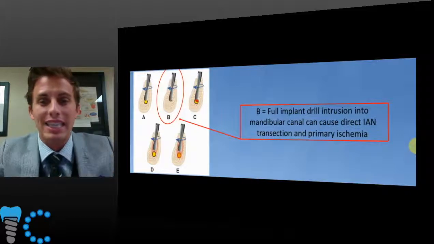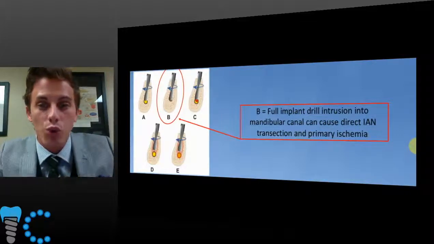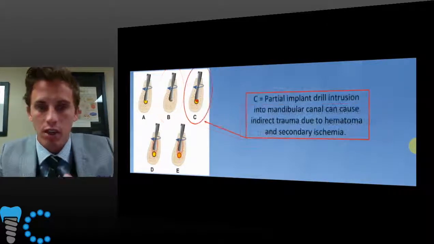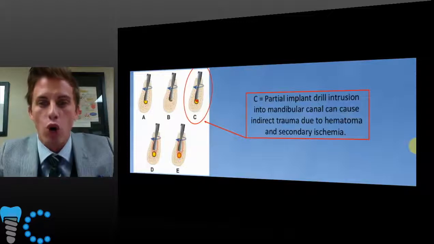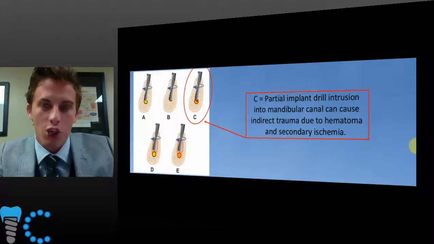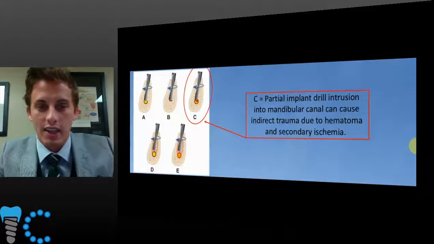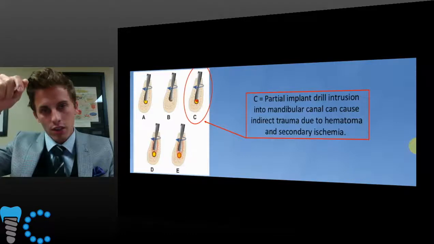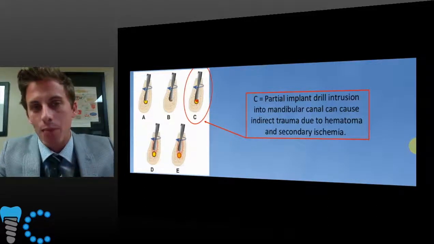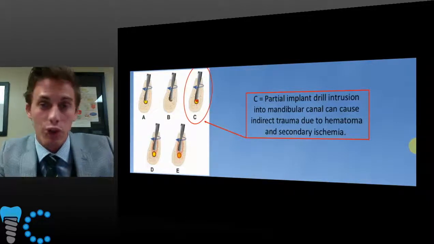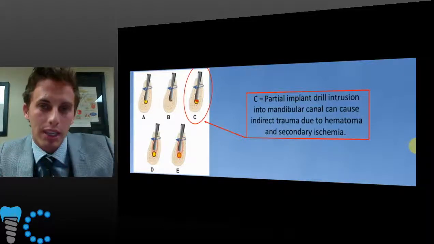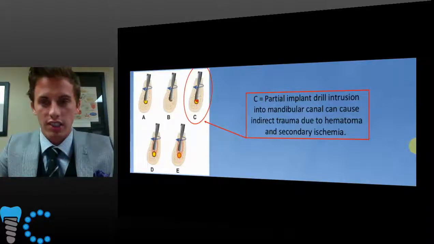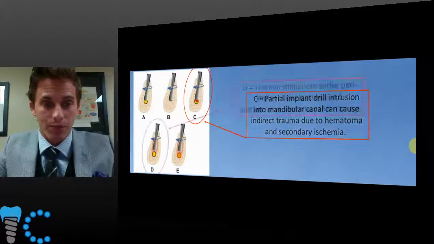Second thing is, you've completely taken the implant drill through the canal and you've actually transected the nerve. C, you have partial. This is interesting, this is the case that I'm going to talk about next week. The general practitioner took a drill, it wasn't an implant, went through a part of the canal, but the neurovascular bundle was compromised and started to bleed. Well, you can cause a hematoma, and that pressure causes secondary ischemia to the nerve.